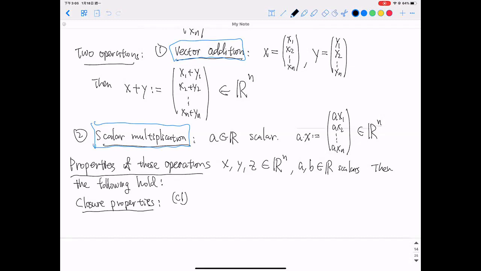C1. So x and y are vectors in Rn. So the first property is by definition x plus y obviously belongs to Rn as well. Also, by definition of scalar multiplication, a times x is also in Rn as well.